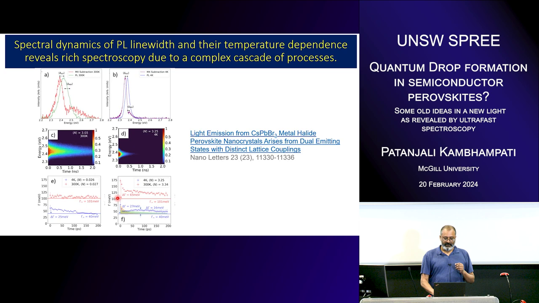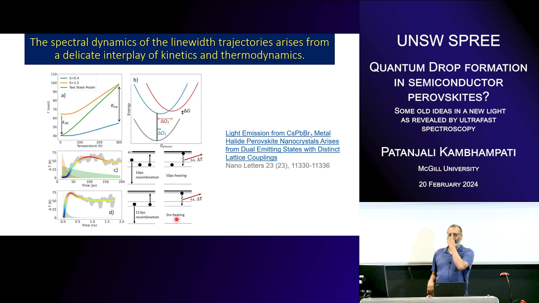Decrease, increase, decrease. Very strange. How do we describe this bandwidth trajectory? So we come up with a simple electron phonon model, as we always do, with a displaced harmonic oscillator. The displaced harmonic oscillator model gives rise to electron phonon coupling and temperature dependence to line width.